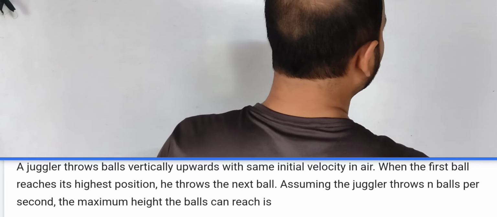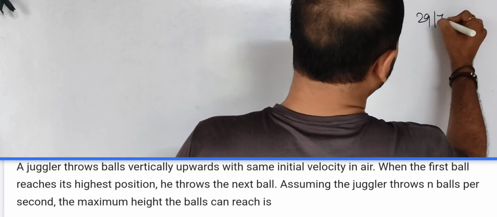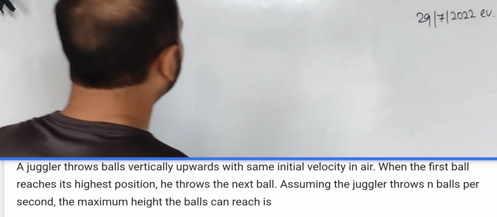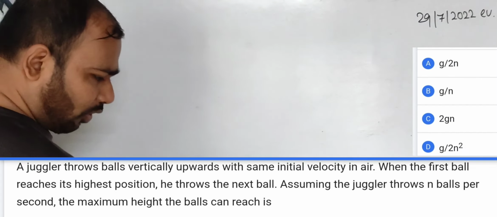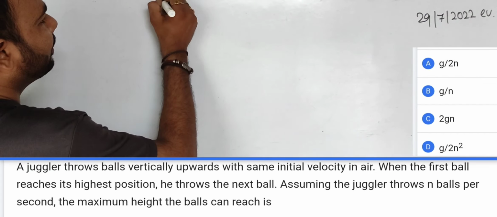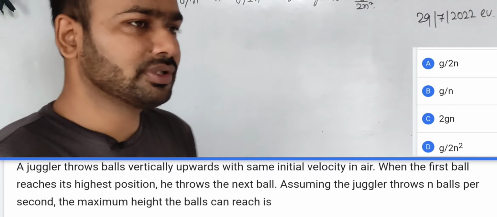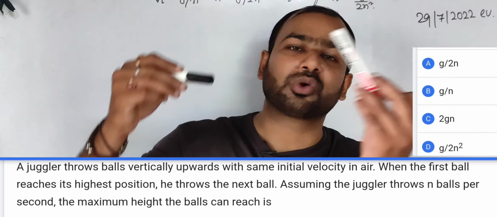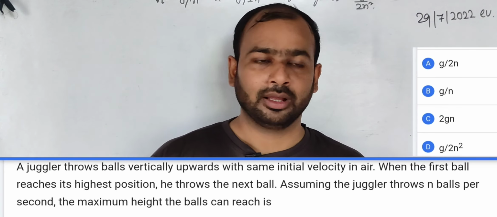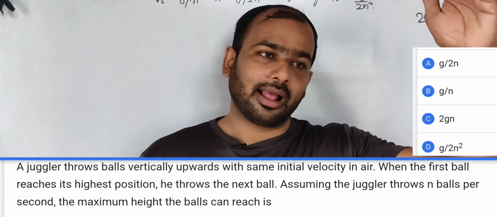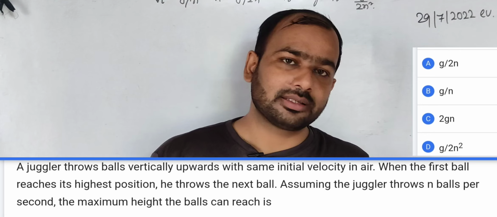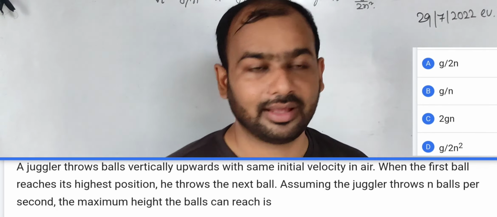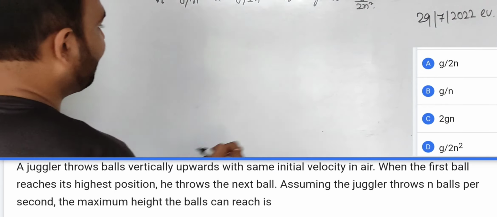This is a very important thing. 29 July 2022, evening shift. A juggler throws a ball. When it reaches the maximum height, he throws the second ball. And the question tells us he throws n number of balls in 1 second.